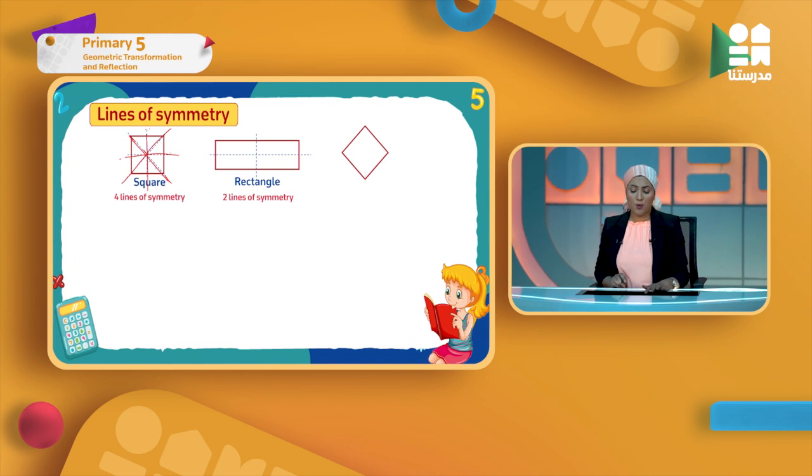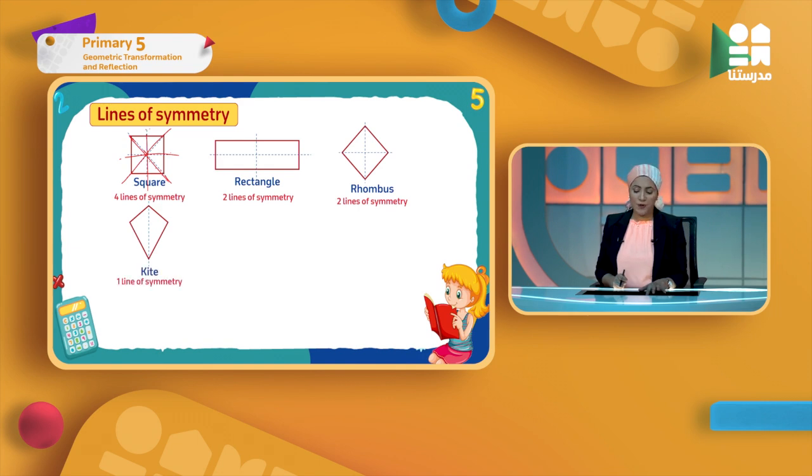Now the rhombus. The rhombus is like the rectangle. It has only two lines of symmetry. And if you like, at home you can draw these shapes and try it yourselves, folding them around these axes to see whether they are symmetrical or not. You can find out yourself how many lines of symmetry there are for every shape. So the rhombus also has only two lines of symmetry. Now what about the kite? The kite has only one line of symmetry.